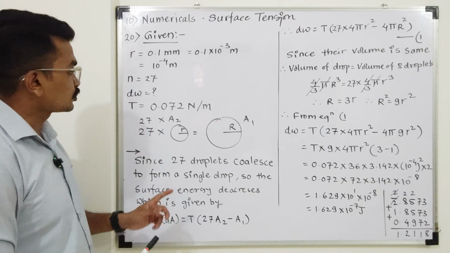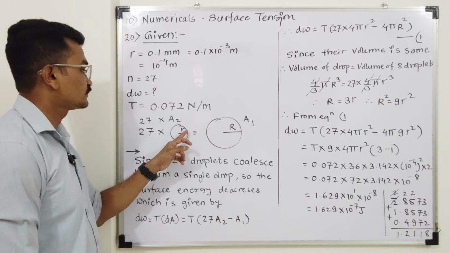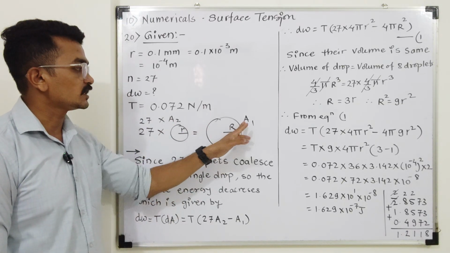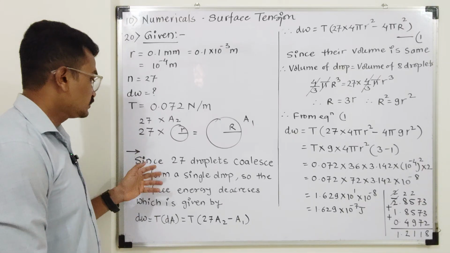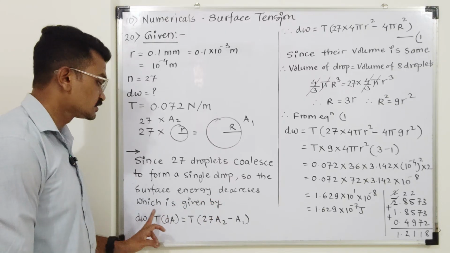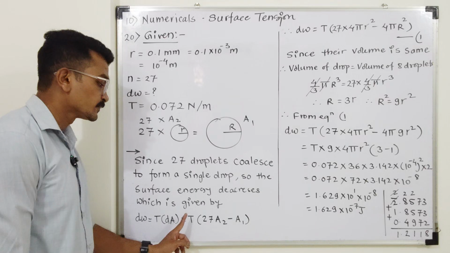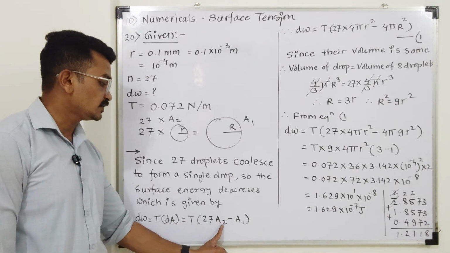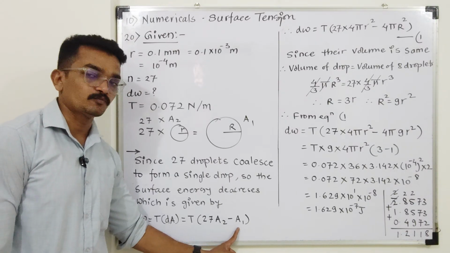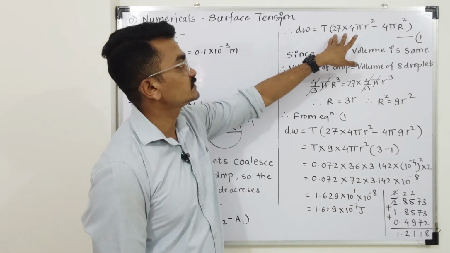So a single droplet, the droplet's area we take as A2, but there are 27 droplets, so the total area of 27 droplets is 27 into A2, and for the single drop the area is taken as A1. Since the 27 droplets coalesce to form a single drop, the surface energy decreases, which is given by the same formula as the previous one, dW is equal to T into dA. So therefore T into 27 A2 minus A1, where 27 A2 is the area of the 27 droplets, minus the area of the drop. So we have dW is equal to T into 27 as it is.